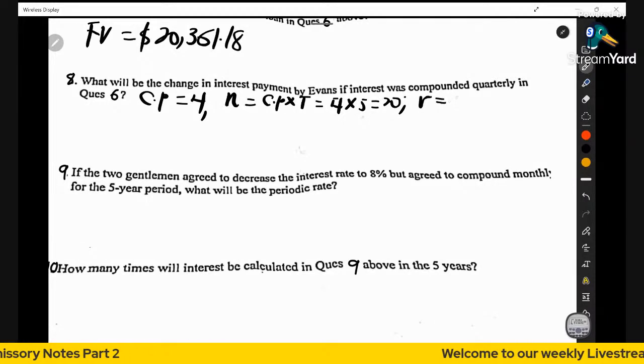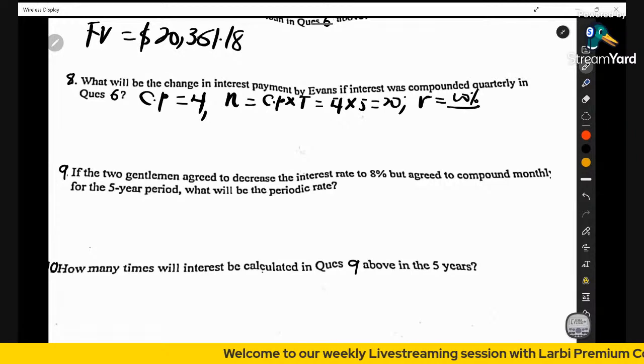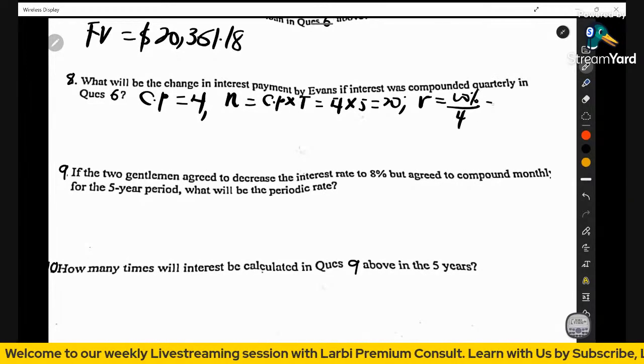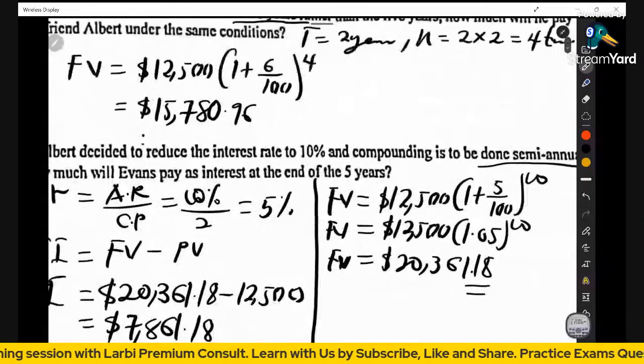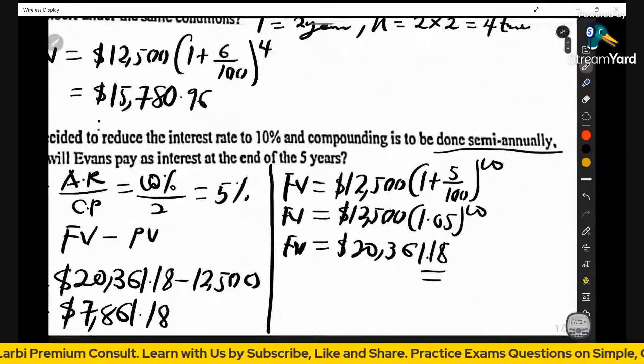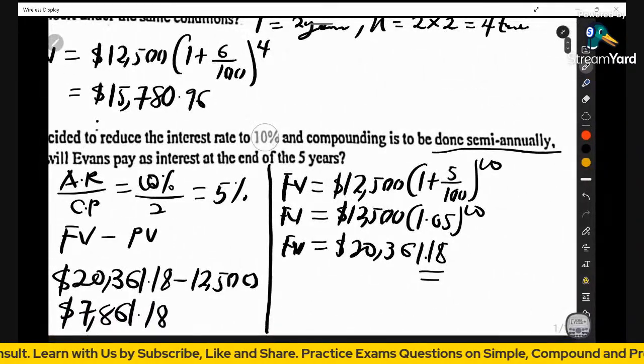What will be our r? It should be equal to the annual rate, which is 10% in question 6, divided by the compounding period, which is 4. So what are we getting? We are getting 2.5%. In question 6, the rate was 10%.